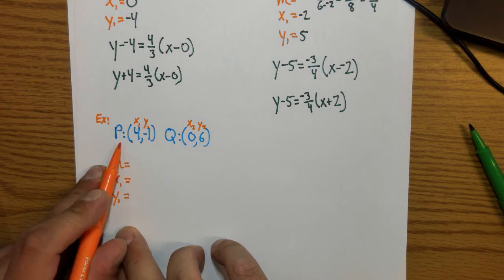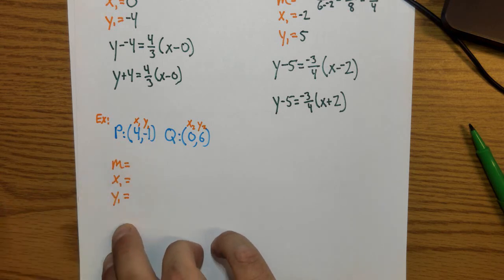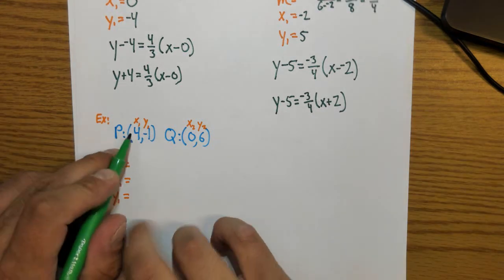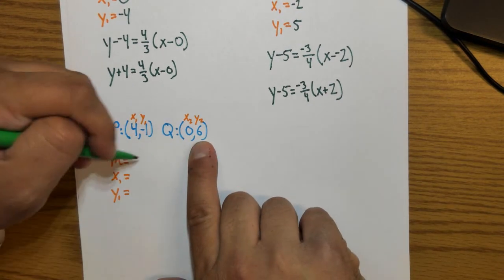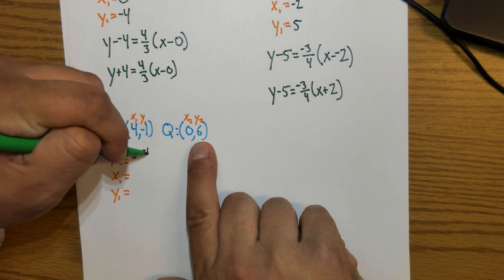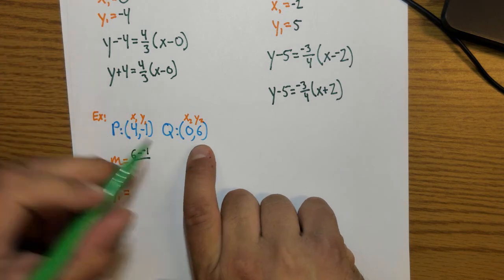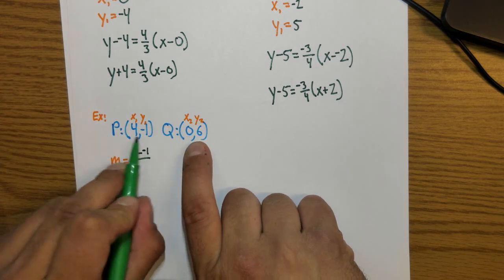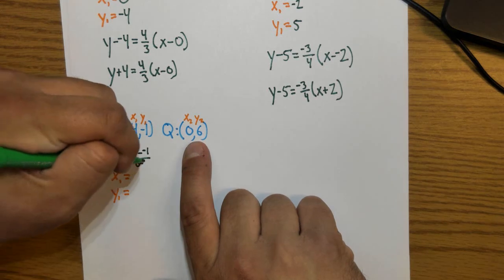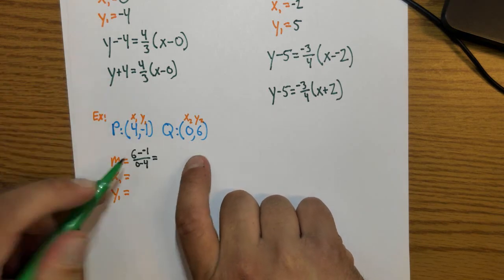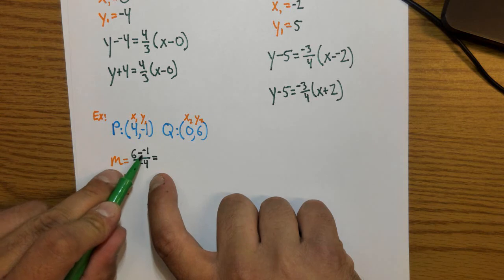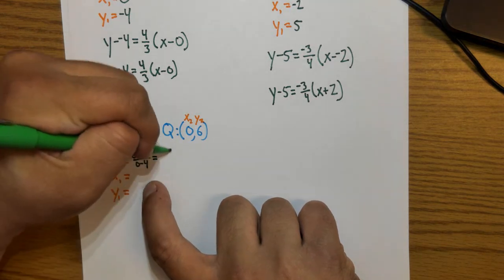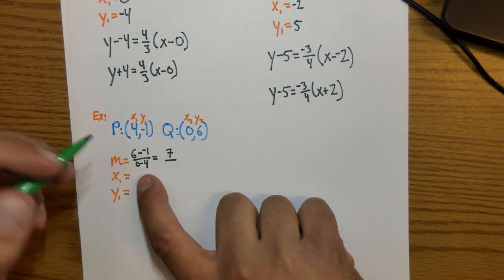So let's see here. Our m is going to be y2 minus y1, so 6 minus -1 over 0 minus 4. Well, 6 minus -1 is the same thing as 6 plus 1, so we're going to get 7 over -4.